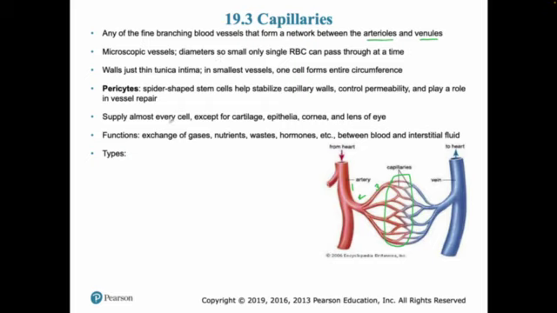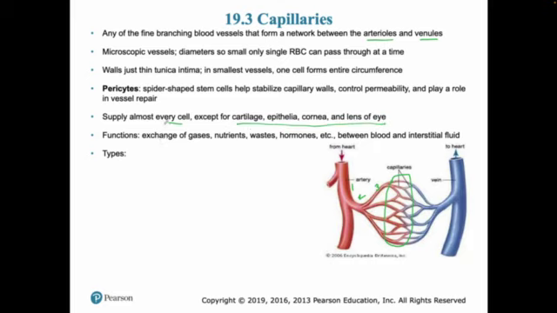They supply almost every cell. The reason they are so thin is, like I said, arteries and veins cannot reach everywhere, but capillaries are so thin that they can reach anywhere. So they actually supply blood to every single cell. Certain exceptions are cornea, lens, cartilage, epithelia.